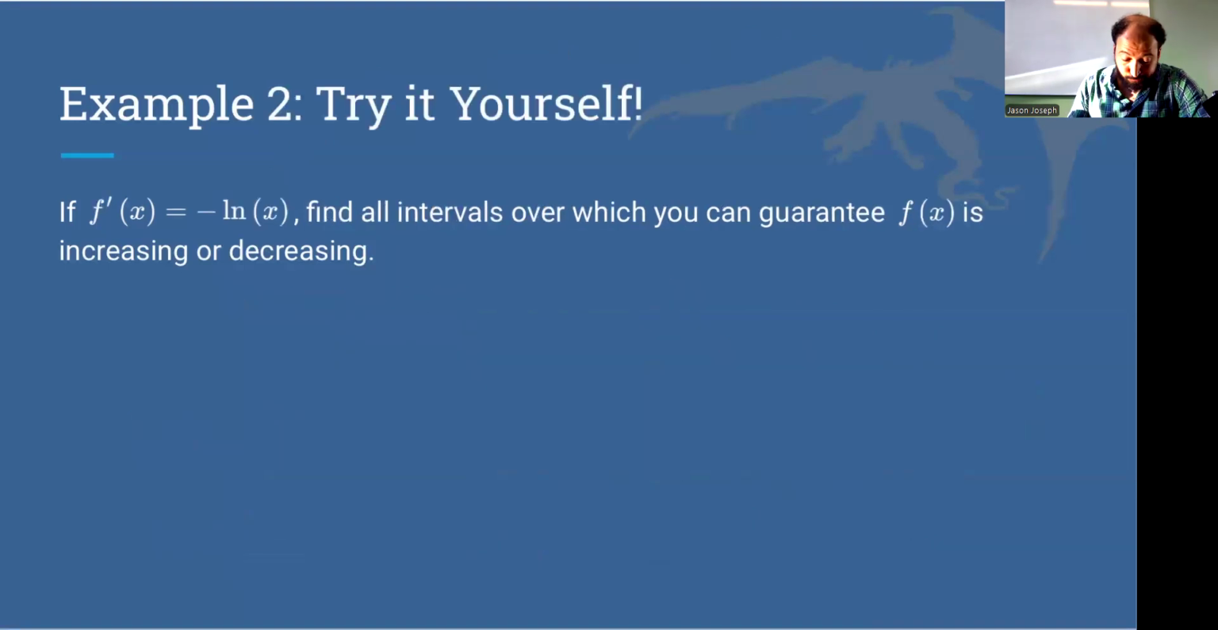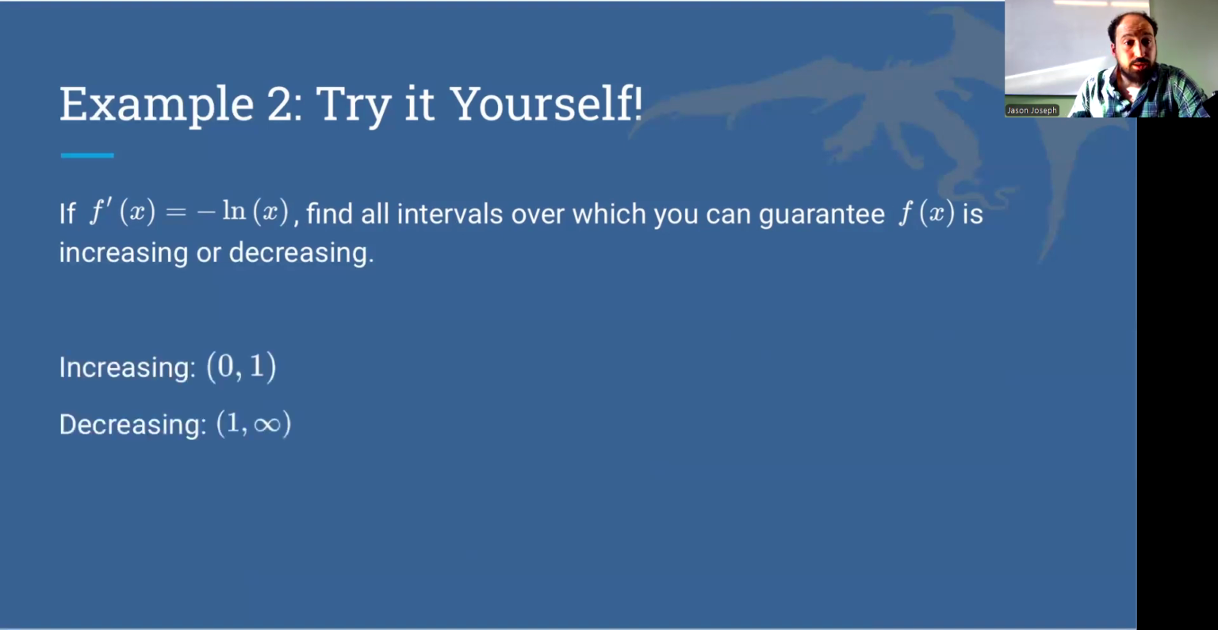And in this one, it says the derivative is minus ln of x. So you'll have to think about what natural log looks like and then negate it. But here is the answer.